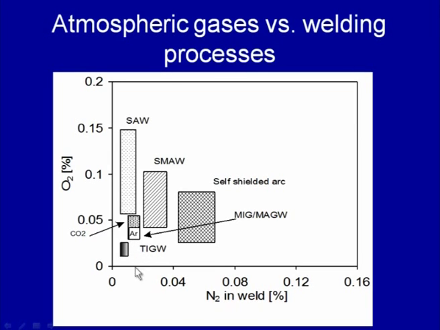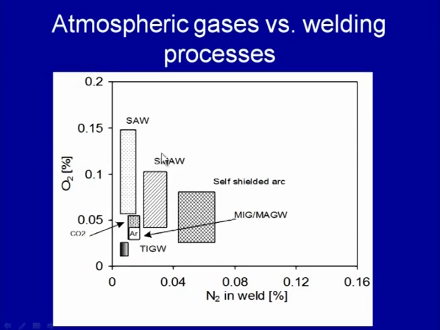for the same or lower percentages of nitrogen. So, the high percentage of oxygen in the weld joints developed by the submerged arc welding process is mainly due to the decomposition of the oxides which are there in the form of the welding fluxes.